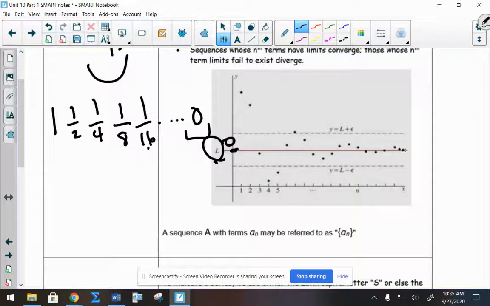Okay, so that's just with a sequence, if we can see that the terms are getting closer to a value. Maybe they're getting closer to something other than 0, and that's fine as well. It's just that they're getting closer to a value.